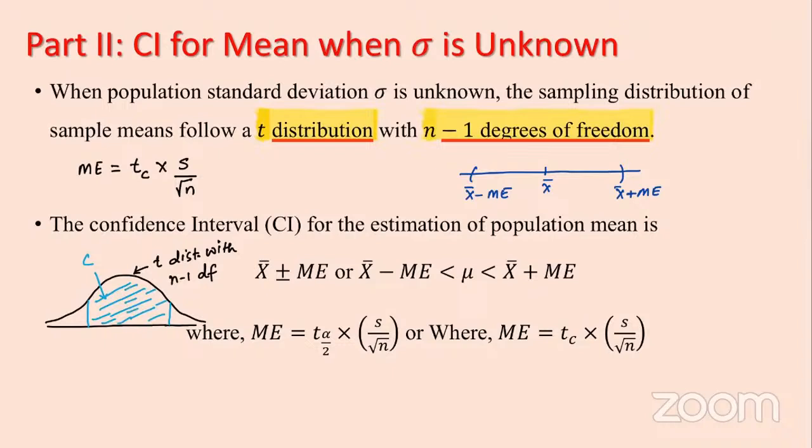And as we discussed in the previous class, the remaining area is denoted by alpha, and that is divided into two parts in the tails, right? So in each tail, you'll have the area equal to alpha over 2. C is the confidence level, and alpha is the significance level. C plus alpha is always 1, just like in the first part.